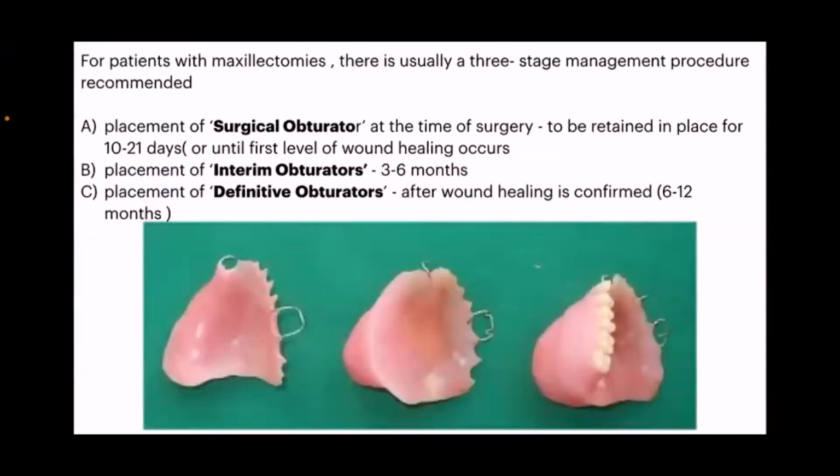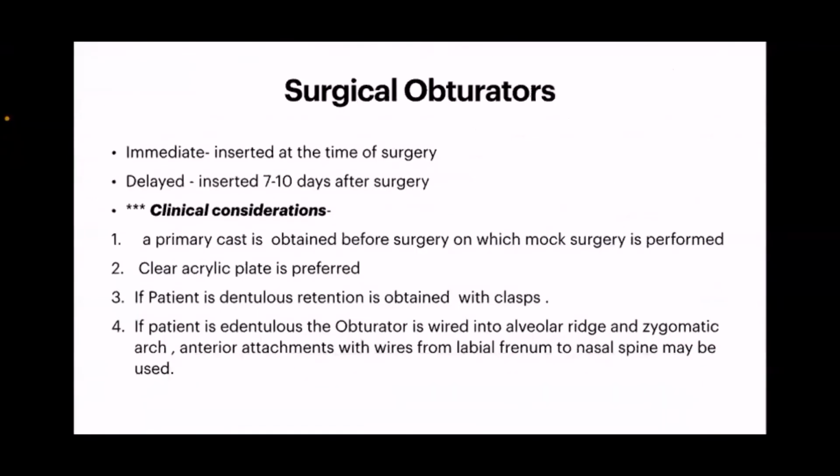For the patient with maxillectomies, there is usually a 3-stage management procedure recommended. First is the placement of surgical obturator, which is at the time of surgery, and it is to be retained in place for 10 to 21 days or until the first level of wound healing occurs. Other is the placement of interim obturators after 3 to 6 months, and then the placement of definitive obturators after the wound healing is confirmed after a 6 to 12 month period.